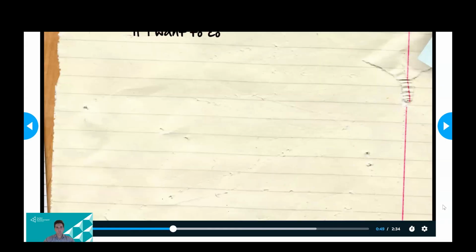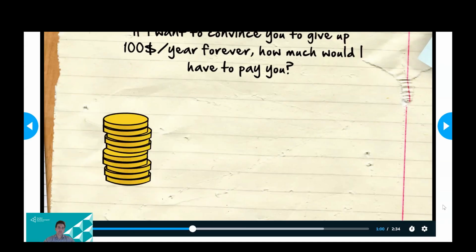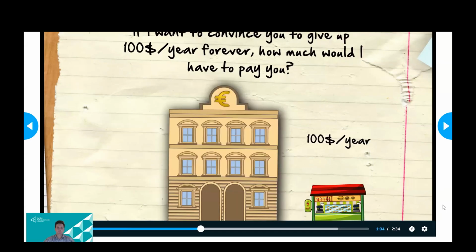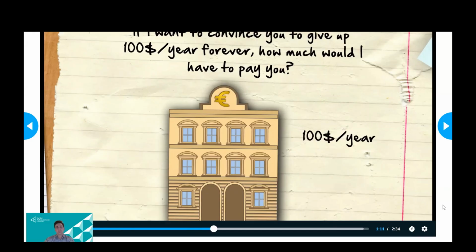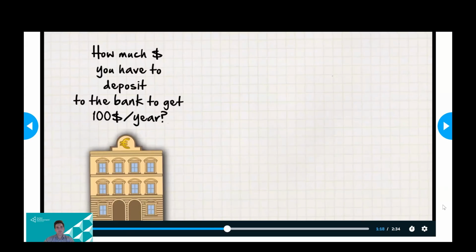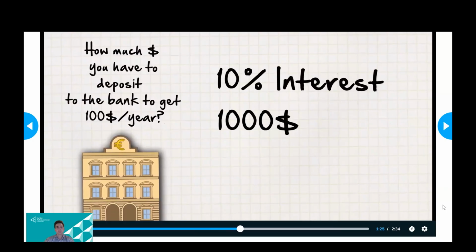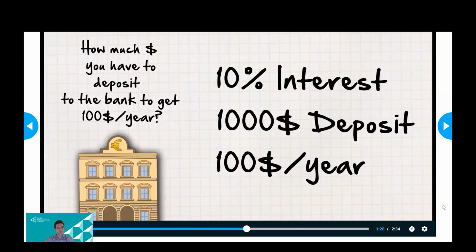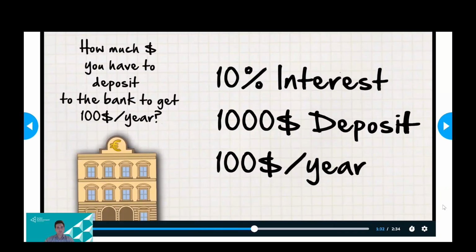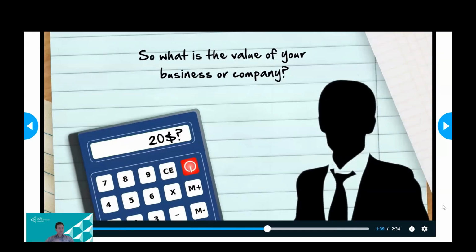So, if I want to convince you to give up $100 a year forever, how much would I have to pay you? Simple. I must give you enough money to deposit in the bank so that the bank can give you an interest of $100 a year. That way, you can still earn $100 per year, even if you don't have your lemonade business anymore. How much money do you need to deposit into the bank so that the bank will pay you interest of $100 a year? If bank interest rates are 10%, then you would need to deposit $1,000 to earn $100 a year, because $100 is equal to 10% of $1,000. So now, what is the value of your business or company? Is it $20, which is the value of its assets?